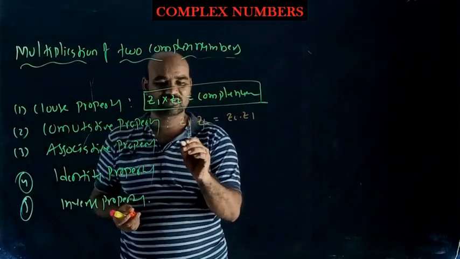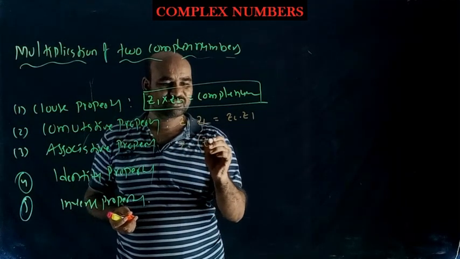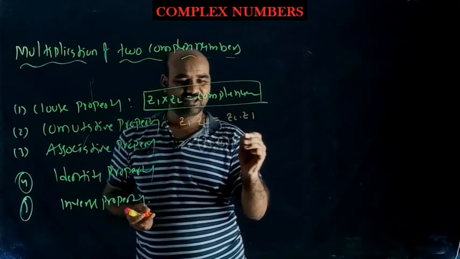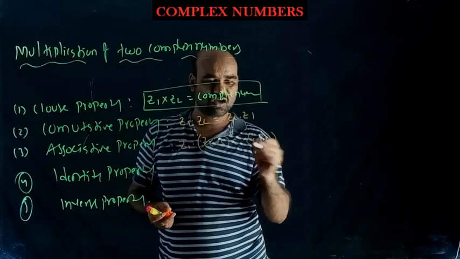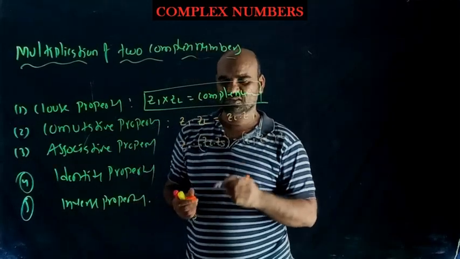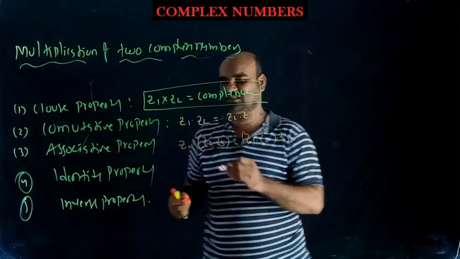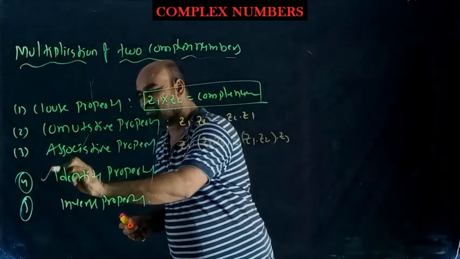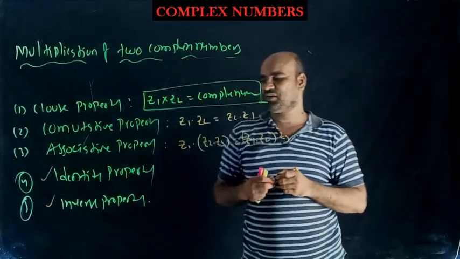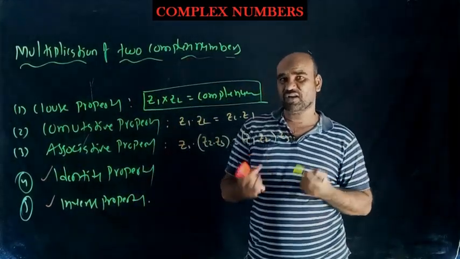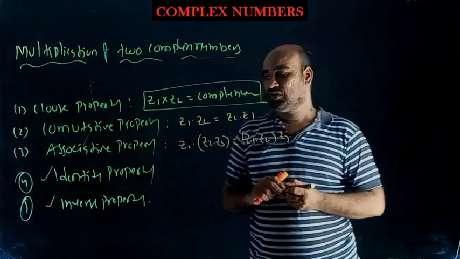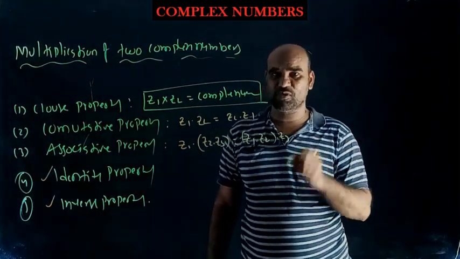Associative also: Z1 into (Z2 into Z3) equal to (Z1 into Z2) into Z3. This is not a big problem to verify. But these two are important for us always: identity property and inverse property. First of all, I want to explain using real numbers. What is the identity property in real numbers with respect to multiplication?